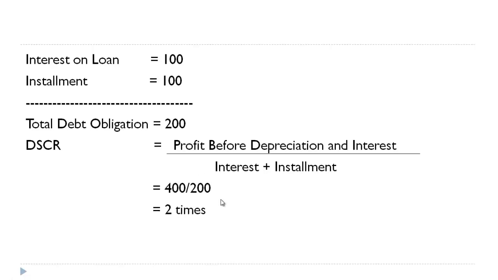That is, what is the number of times the profits are available to take care of or cover the debt obligation. In this case, it is 2 times.